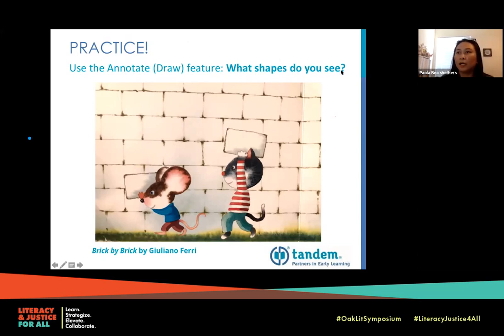So here, I'm going to invite you all to trace the shape that you see in this slide. Here we use Brick by Brick by Giuliano Ferri. It's another non-math storybook. And here we can incorporate knowing shapes by asking our children to trace with our finger. Can you draw the shape that you see in the book, whatever you're sharing, whatever shape they see?